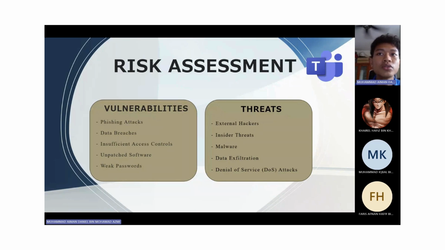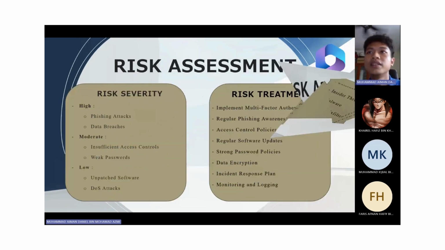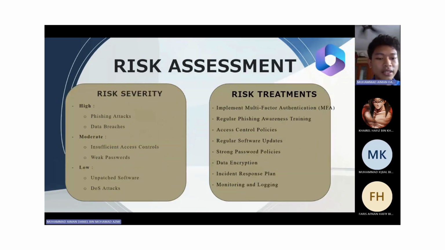And then we move to the risk severity and risk treatments. As you can see right now, risk severity has high, moderate, and low. For the high, we have phishing attacks and data breaches. For the moderate, we have insufficient access control and weak passwords. And for the low, we have unpatched software and DDoS attacks.